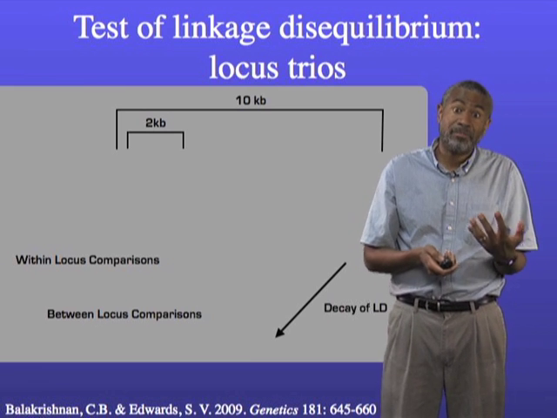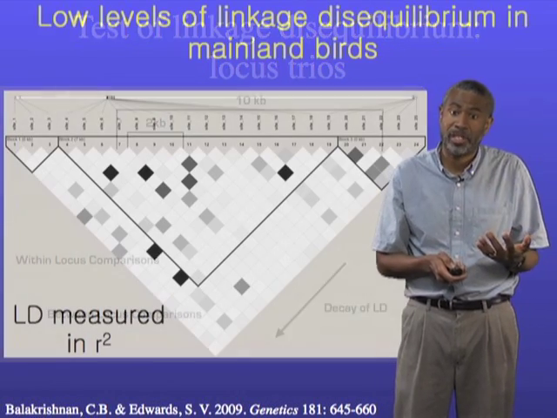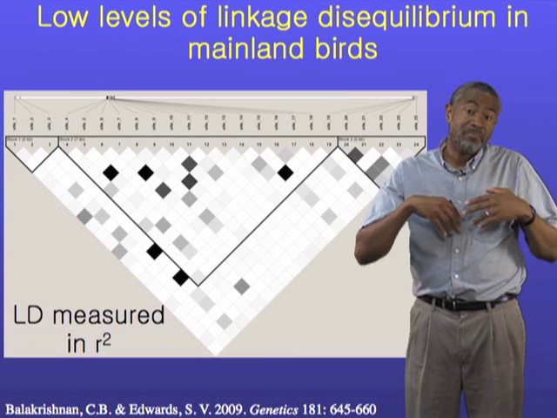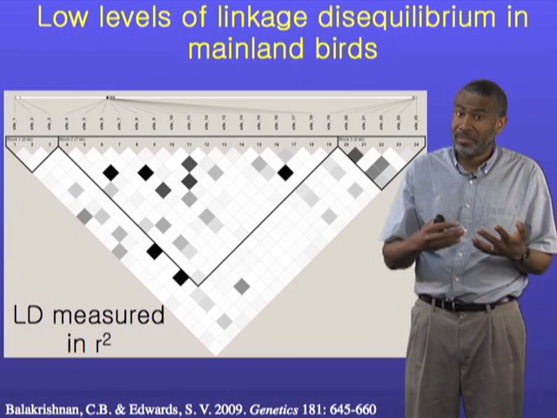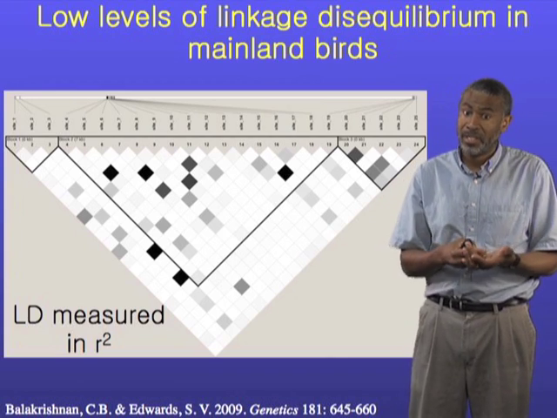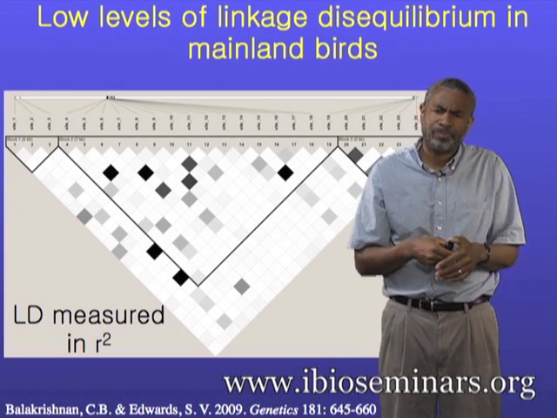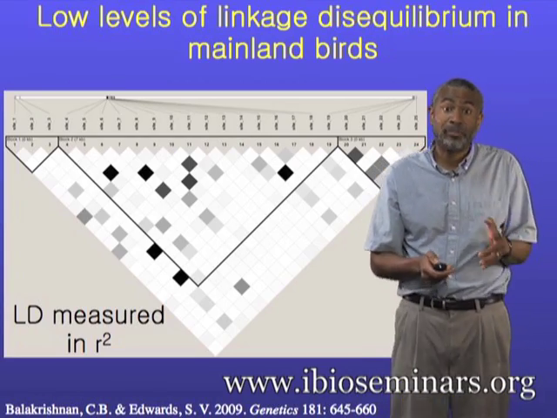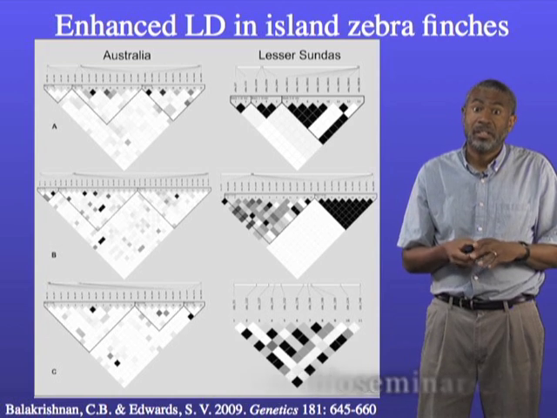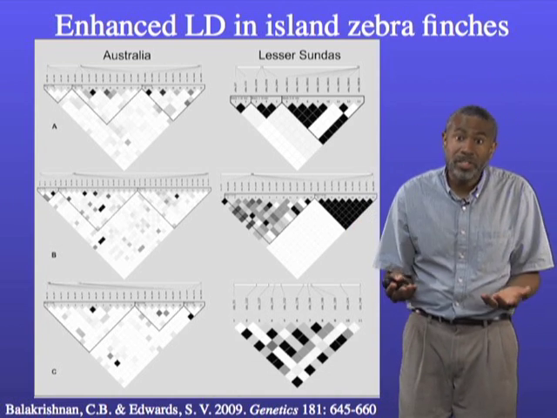Now let's look at the pattern of linkage disequilibrium in the island and the mainland populations of zebra finch. You can see that in the mainland birds, we see relatively modest linkage disequilibrium. There's not a whole lot of black cells in that triangle. That means there's not a lot of correlation between these sites. By contrast, if we look at the island population, which you see here on the right, lots and lots of linkage disequilibrium. What is going on?